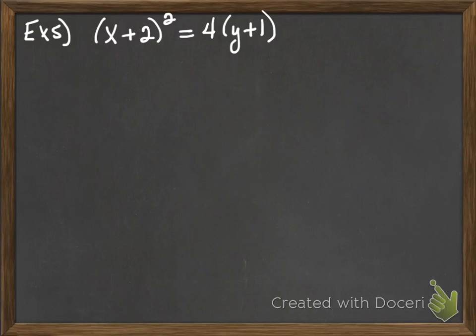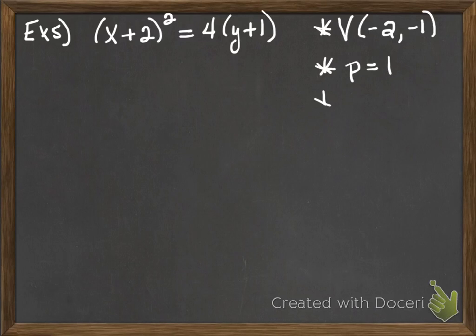So this is how quickly you learn. You can tell me right away what the vertex is. -2, -1. You maybe can even tell me the p-value without doing any work. It's 1. You probably can tell me how long the lattice is. 4. And then I lost half of you.